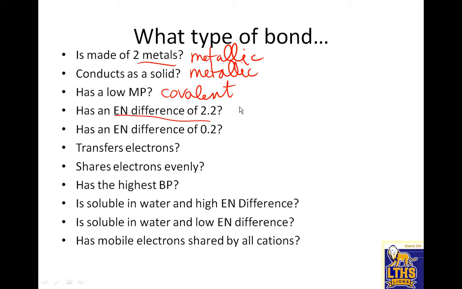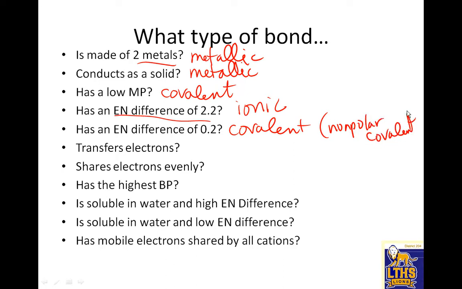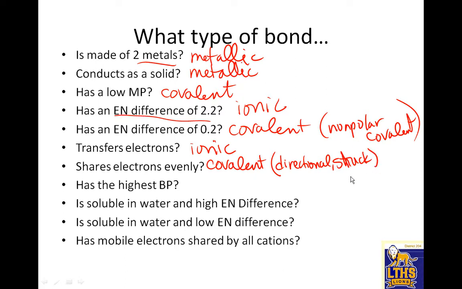It has an electronegativity difference of 2.2: ionic. Electronegativity difference of 0.2: covalent. What kind of covalent? Non-polar covalent. Transfer electrons: ionic. Share electrons evenly: covalent. If they're stuck in place: covalent, directional, stuck between atoms. Yeah, another example of nonpolar covalent.